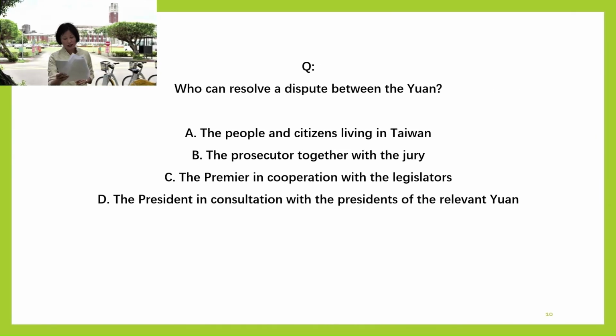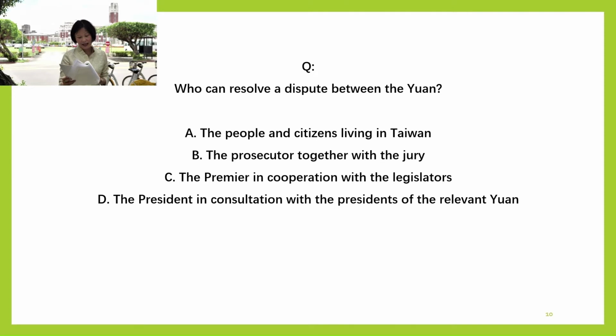And now I have another question for you. What if there is a dispute between the five yuans? Who can resolve the dispute? Because this question is a little bit more difficult, I'm going to suggest some answers, and you're going to tell me what is the best answer.